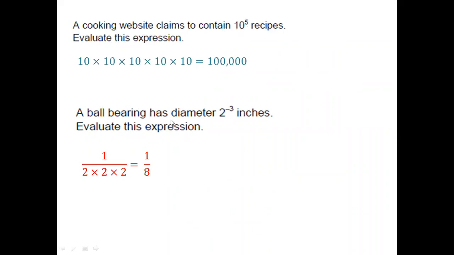Okay, a ball bearing has diameter 2 to the power of -3 inches. Evaluate this expression. Now I know you all must be super pros by now in solving these questions, at least the basic and negative exponents. So 1 over 2 multiplied by 2 multiplied by 2, because 2 has to be multiplied 3 times. So it's going to be 1 over 8.